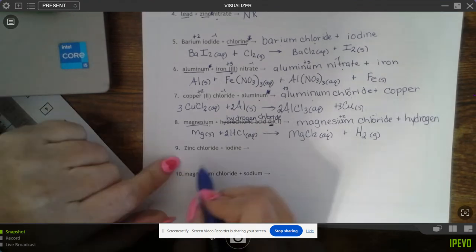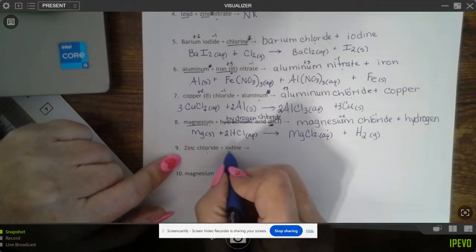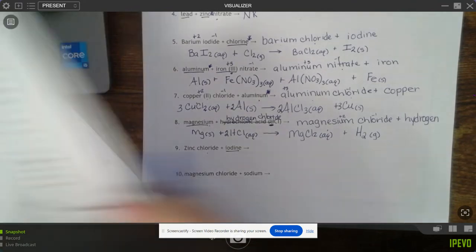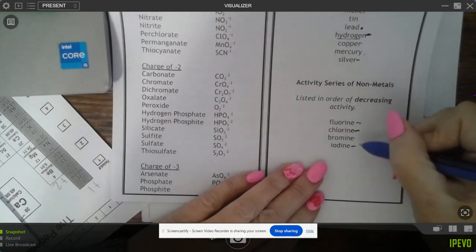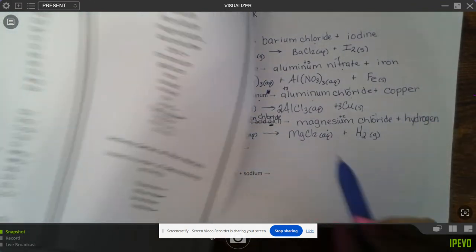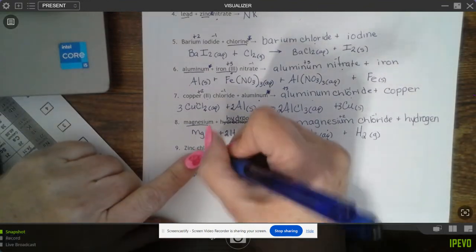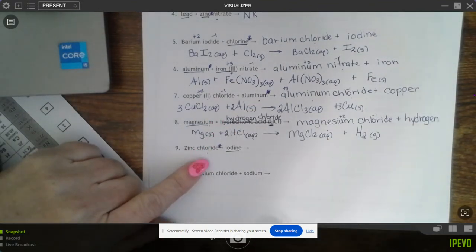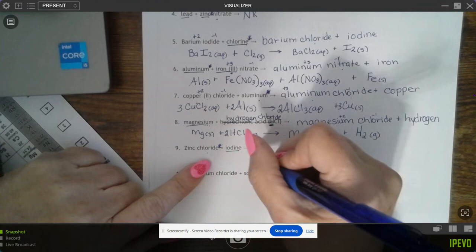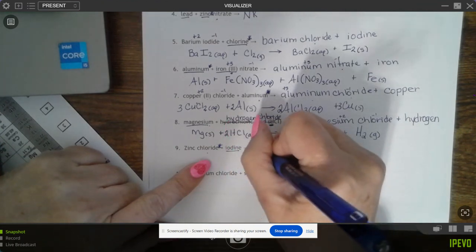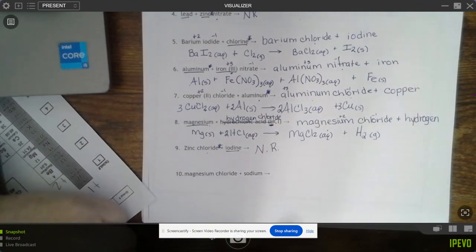All right, zinc chloride and iodine. Remember, iodine is on this short list down here. Iodine is all the way at the bottom, which means whatever this is, chlorine is higher than iodine. So chlorine is the one that wants to end up in the compound, which means, since chlorine's already there, this is a no reaction.